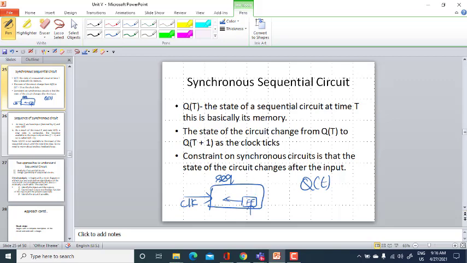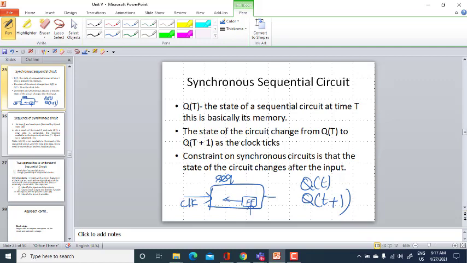And then the state of the circuit can be changed from Q of T to Q of T plus 1 when there is a clock transition. I should not say Q of T, when there is a clock transition from T to T plus 1, I will have a state transition also from Q of T to Q of T plus 1.